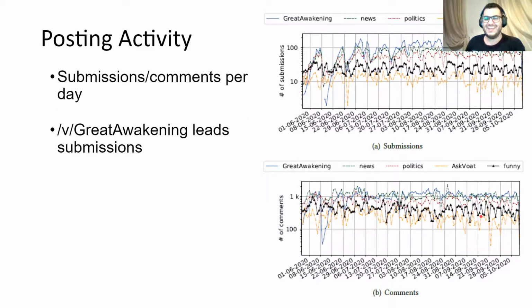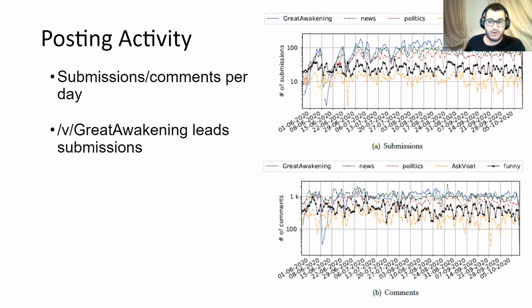4.5 month collection period. So we see that Great Awakening is actually leading new submissions per day, with about 100 new submissions per day, while the following one is news subverse with only 70 new submissions per day.